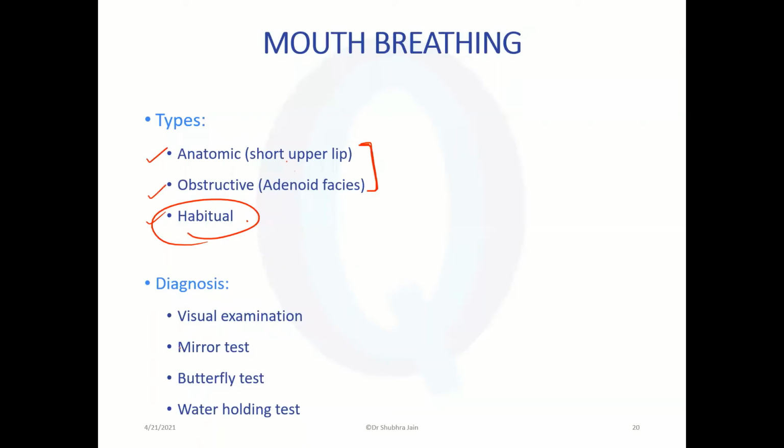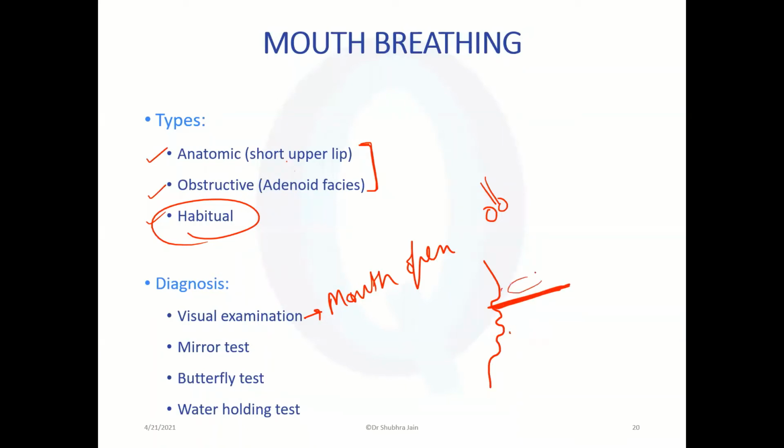Now, diagnosis: you need to do a visual examination. The patient will keep his mouth open all the time and you can see the patient breathing through the mouth. That is visual. Or you have to see the nares; he will have underdeveloped nares. Next is the mirror test. You place a mirror between the nose and the mouth.